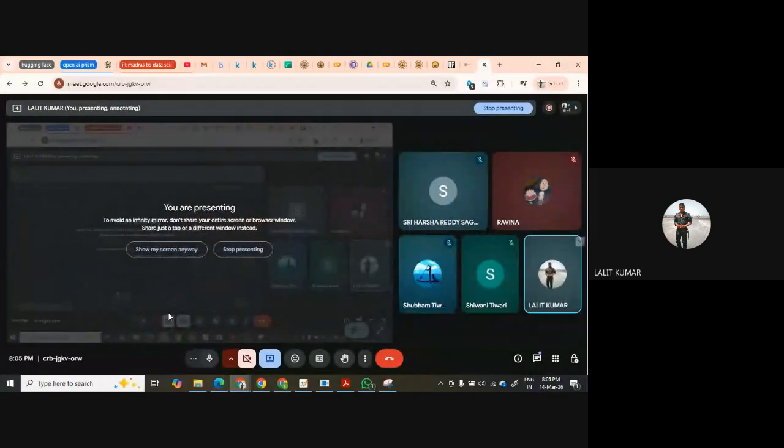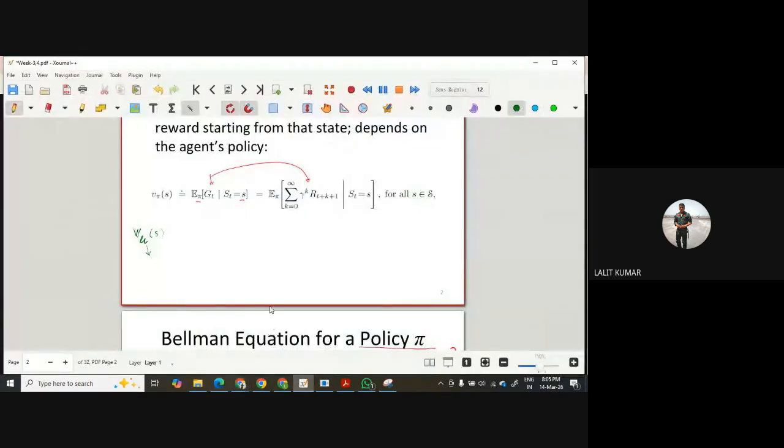So let's go. This is the value function. Value function I will just cover here. V pi of s. Sir, your screen is not visible. Okay, I think I have not shared my screen. I will share my screen and then it will come up. Is it visible now? Okay, very nice.